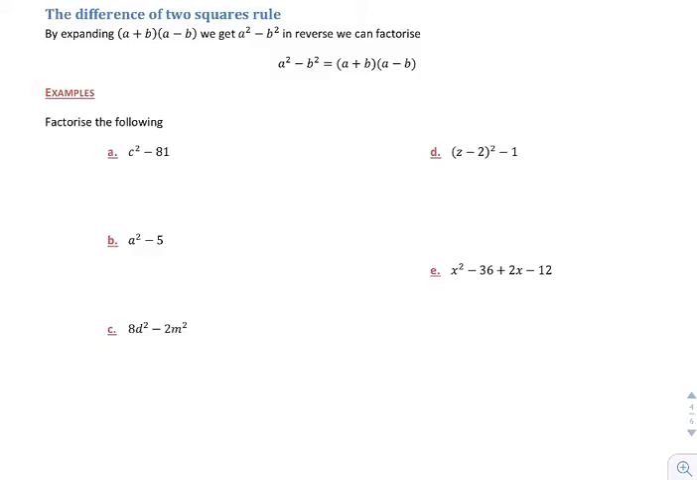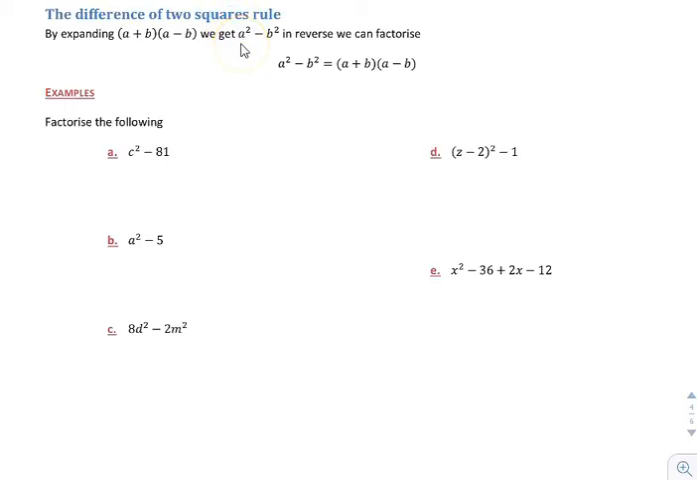Okay, this tutorial is looking at the difference of two squares. So the difference of two squares has a rule that if we expand something like (a plus b) times (a minus b), we get a squared minus b squared. You can do this expansion using the distributive property, and you will get this.